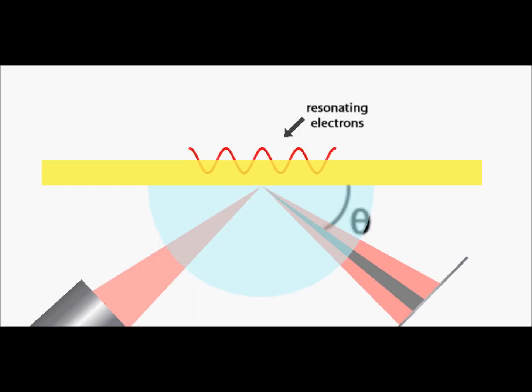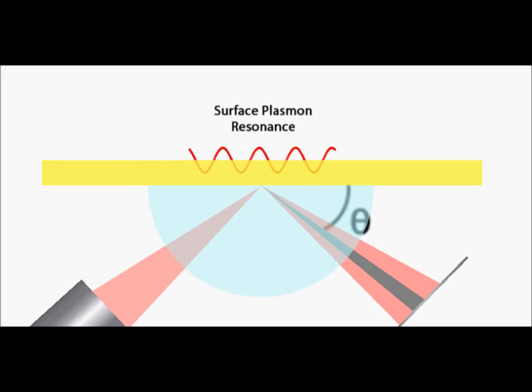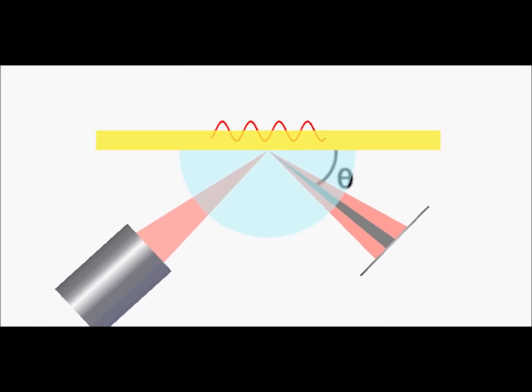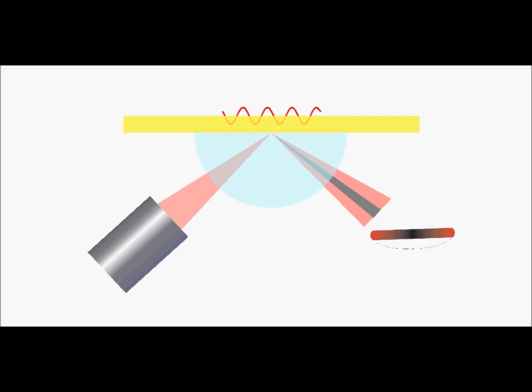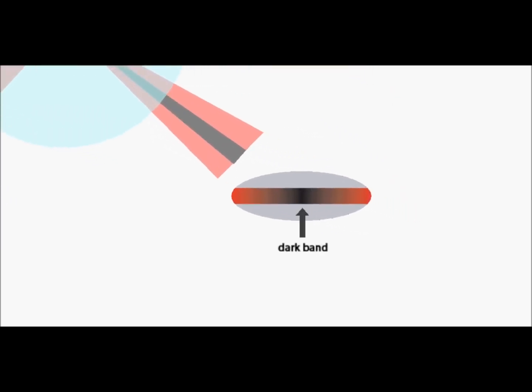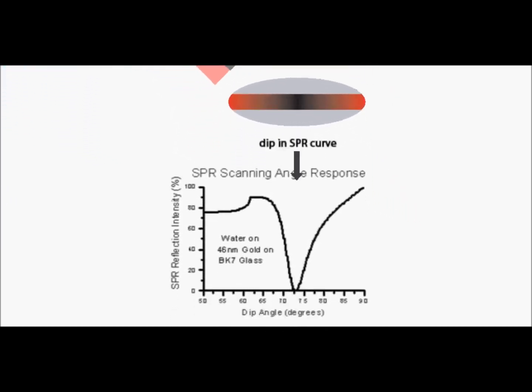These resonating electrons are also known as surface plasmons, which are sensitive to the surrounding environment. The result is an intensity loss in the reflected beam, which appears as a dark band and can be seen as a dip in the SPR reflection intensity curve. The shape and location of the SPR dip can then be used to convey information about the sensor surface.